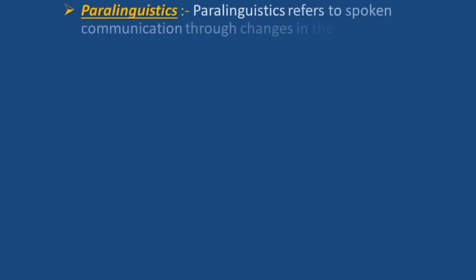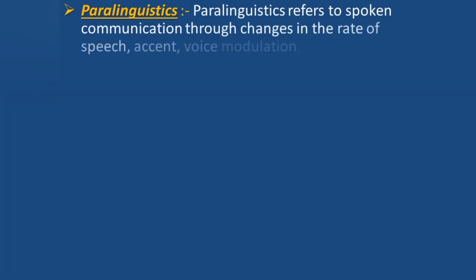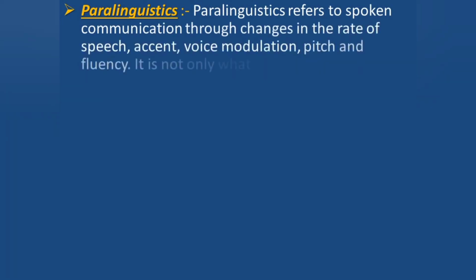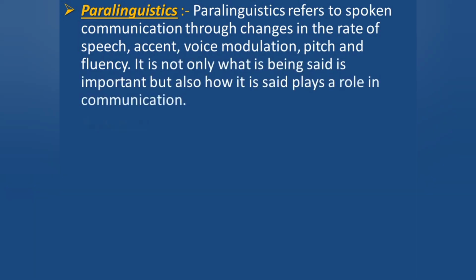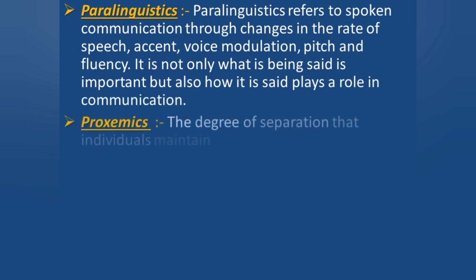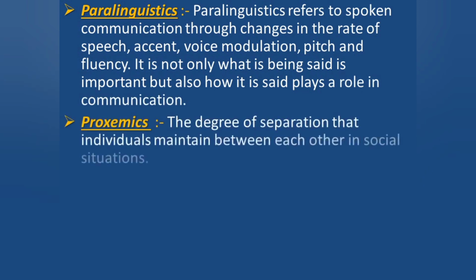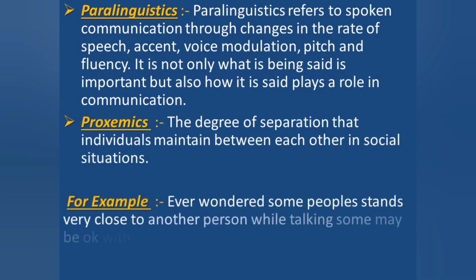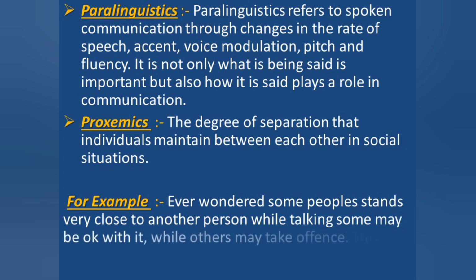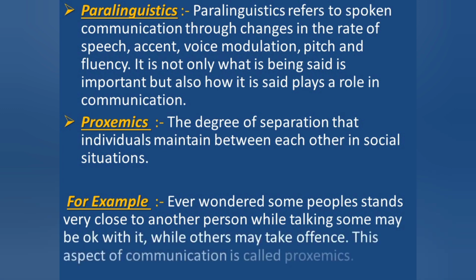Paralinguistics. Paralinguistics refers to spoken communication through change in the rate of speech, accent, voice modulation, pitch, and fluency. It is not only what is being said that is important, but also how it is said that plays a role in communication. Proxemics. The degree of separation that individuals maintain between each other in social situations can be referred to as proxemics. For example, ever wondered why some people stand very close to another person while talking? Some may be okay with it while others may take offense. This aspect of communication is called proxemics.